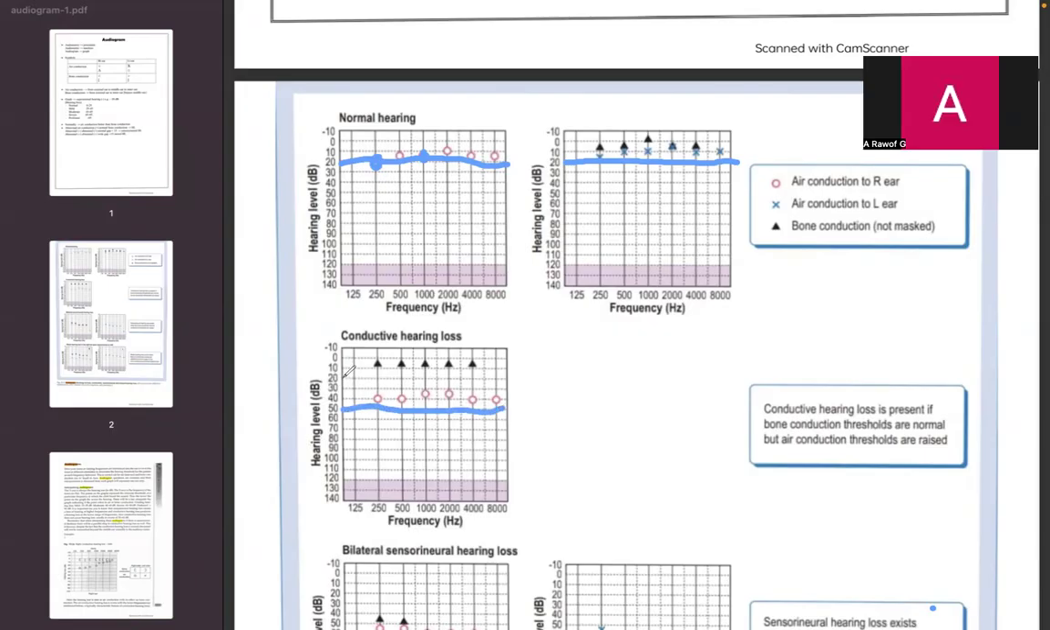Now let's draw a line here, 50. So between 20 to 40 is mild. So it is almost 20 to 40. So this is mild. And here the bone conduction is normal, air conduction is mild. So conductive hearing loss is present if bone conduction thresholds are normal and air conduction thresholds are raised.